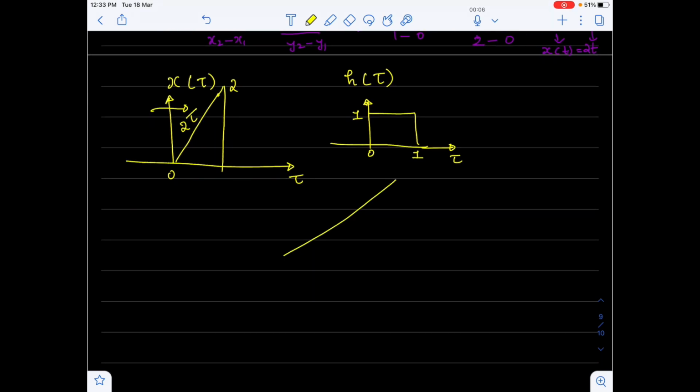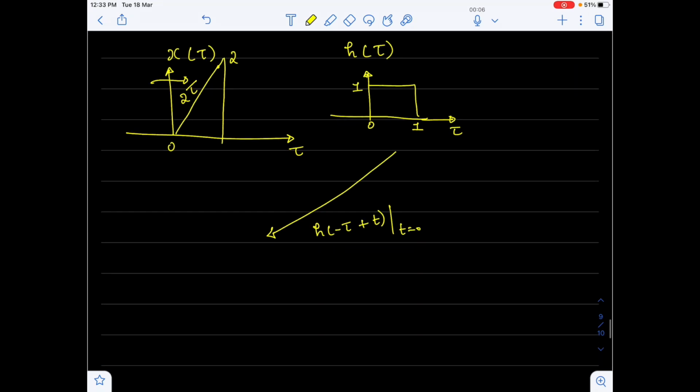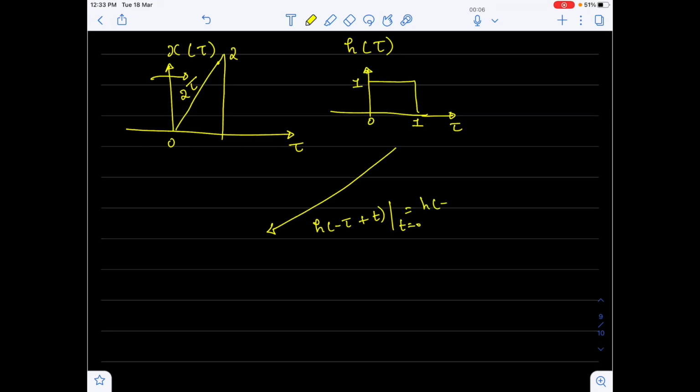Next what we will do, we will find what is h of minus tau plus t, but our shift we will put it as 0. That means it is nothing but h of minus tau. H of minus tau is very easy to find, just do the time reversal, flip it along the y-axis.